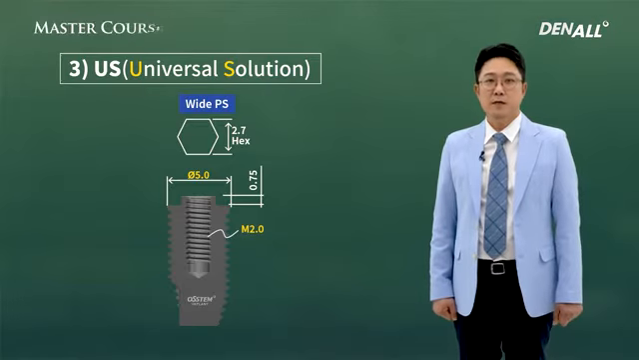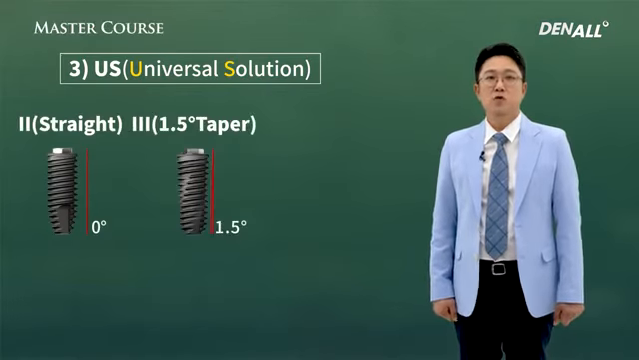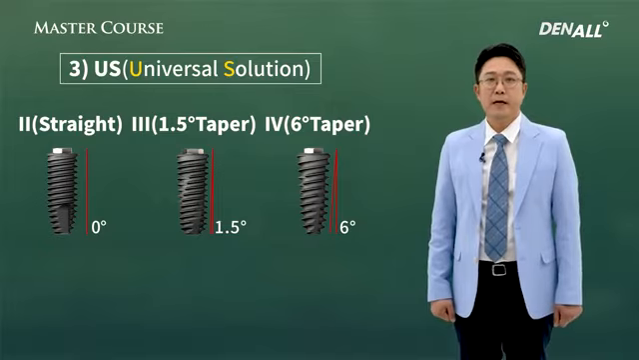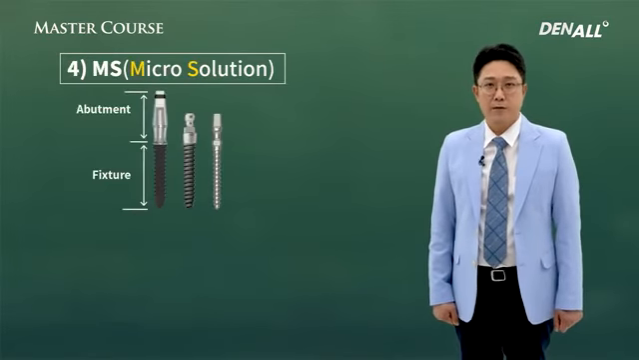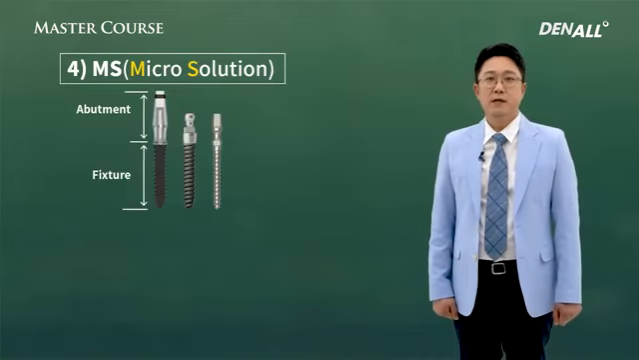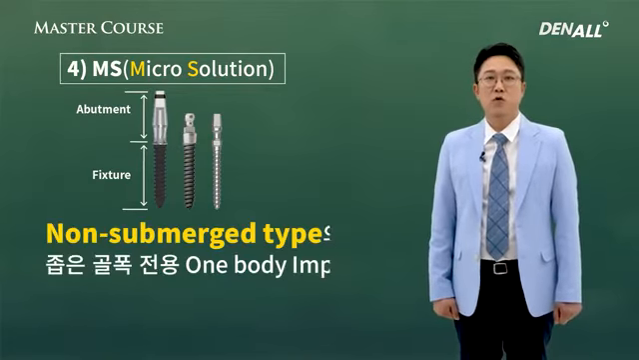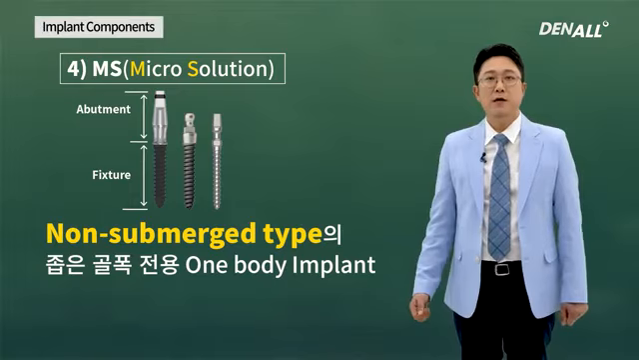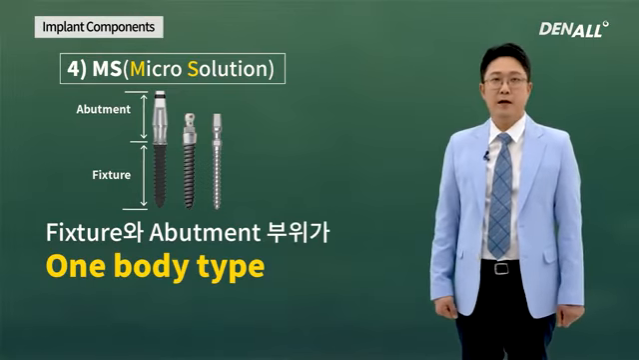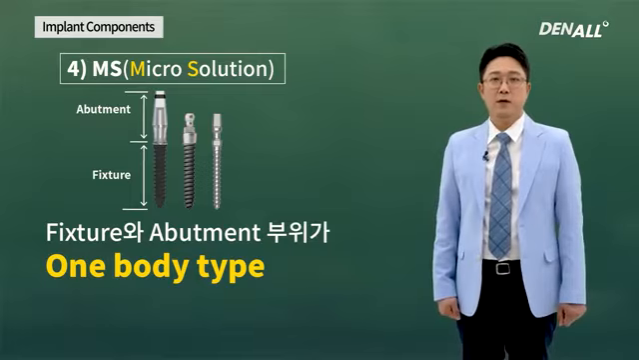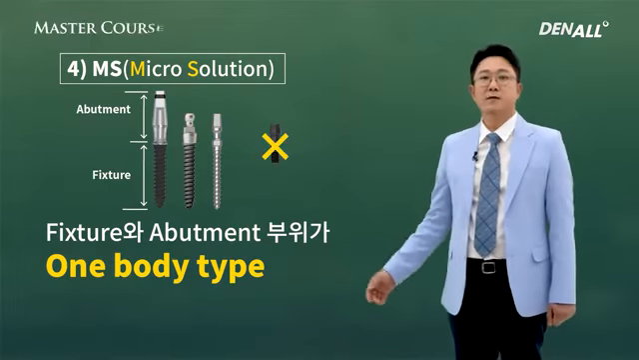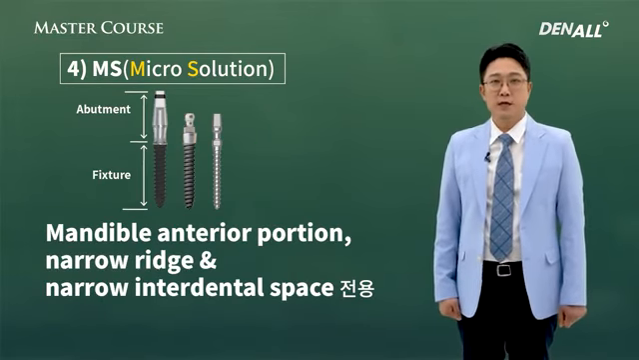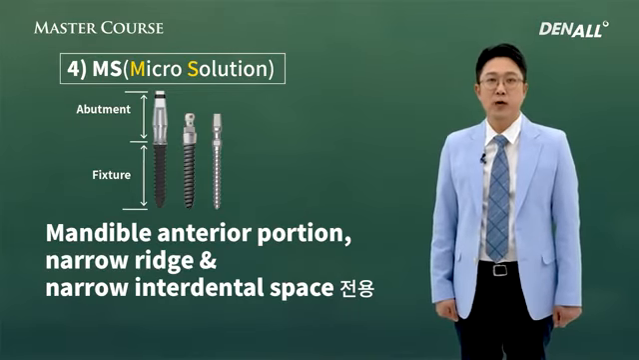US fixture's body type, like TS, it can be divided into straight, 1.5 degree taper, 6 degree taper. There are 3 types. Next, let's look at MS implant. First, it can be used for narrow ridges like lower anterior, and as shown, fixture and abutment is one piece, one body type. Therefore, there's no necessity for a screw that connects abutment and fixture. In the case there's narrow ridge and narrow interdental space, it is very useful.